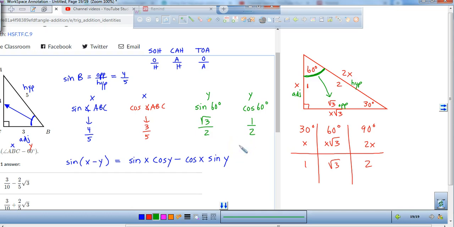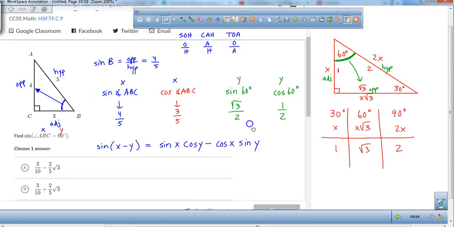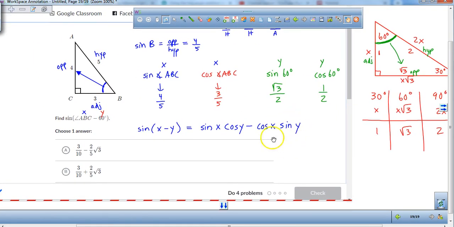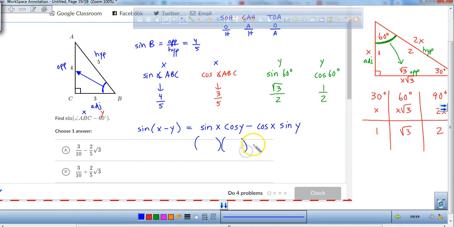So now I have all of the information that I need to finish this problem. So here we go. I'm going to do parentheses, parentheses, minus parentheses, parentheses. As I've written everything down, I'm going to take a look at it. And it says, what is the sine of x? Well, the sine of x is 4 over 5, so I'm going to put 4 over 5. And it says, what's the cosine of y? Well, the cosine of y is 1 over 2, so I'm going to put 1 over 2. Now, it says, what's the cosine of x? Well, the cosine of x is 3 over 5. And then it says, what's the sine of y? Well, the sine of y is radical 3 over 2.